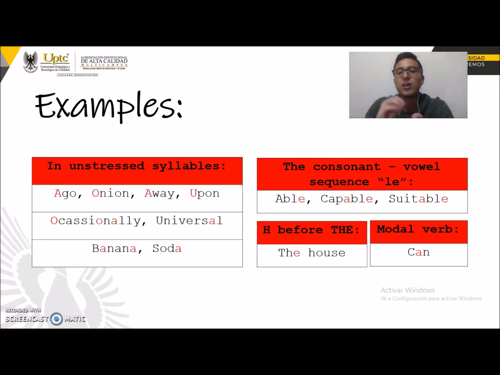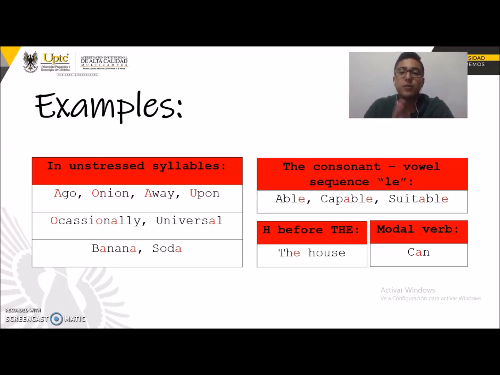I think there's not a key answer to define how Schwa works, but these are some of the examples. Now the consonant vowel sequence, which is LE. All the words that end with LE are pronounced with Schwa. So we have able, capable, suitable, and many more. When I pronounce able, I think it's like an O, but it's not a clear O like we have in Spanish.